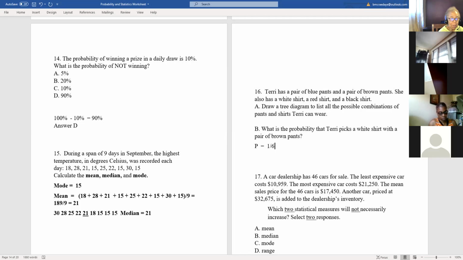So that would be the probability. The probability Terry picks a white shirt with brown pants: he can only have a white shirt with a pair of brown pants once, but there are 6 combinations with the brown pants and the blue pants and the three colored shirts. So the probability is 1 white with brown over the 6 possible combinations. So the probability is 1/6. All right. Questions on 16?